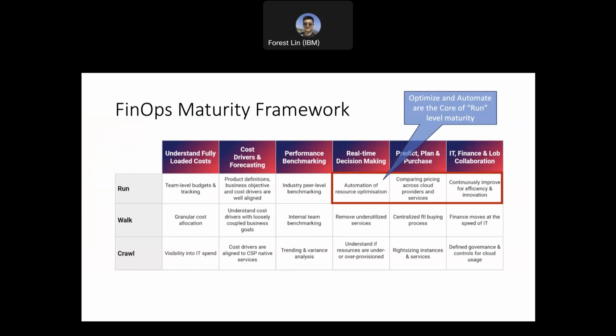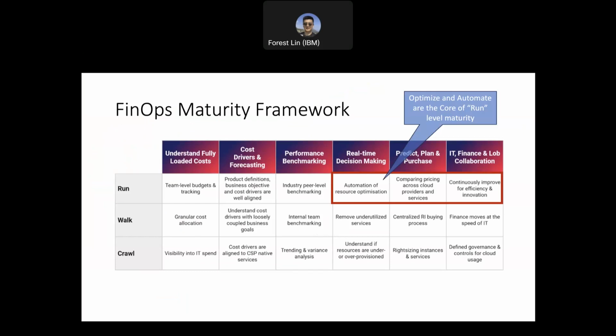In the next two slides, I would like to introduce the slides from FinOps Foundation. The first one is the FinOps Maturity Framework. It includes three different levels: crawl, walk, and run. Crawl is the basic level and run is the advanced level.